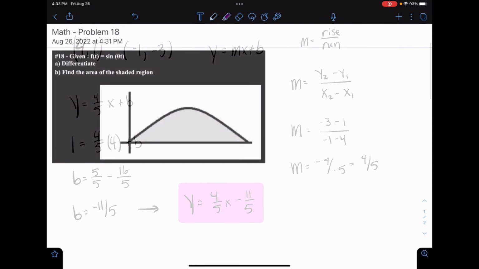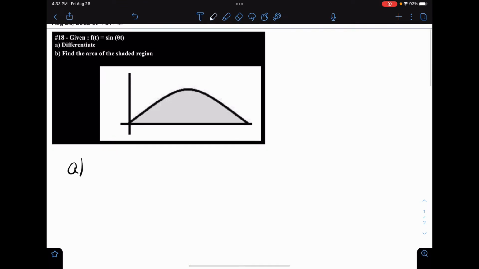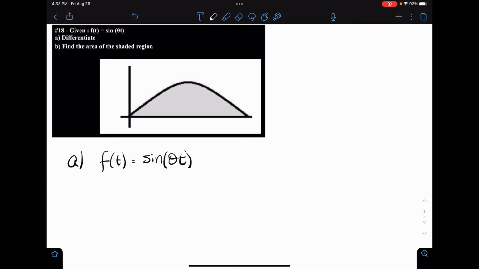Simple as that. Problem 17 gives us a new function, f of t equals sine of theta t. And first it asks us to take the derivative of this. So it seems pretty simple, and it is, but what you need to recall is our chain rule.